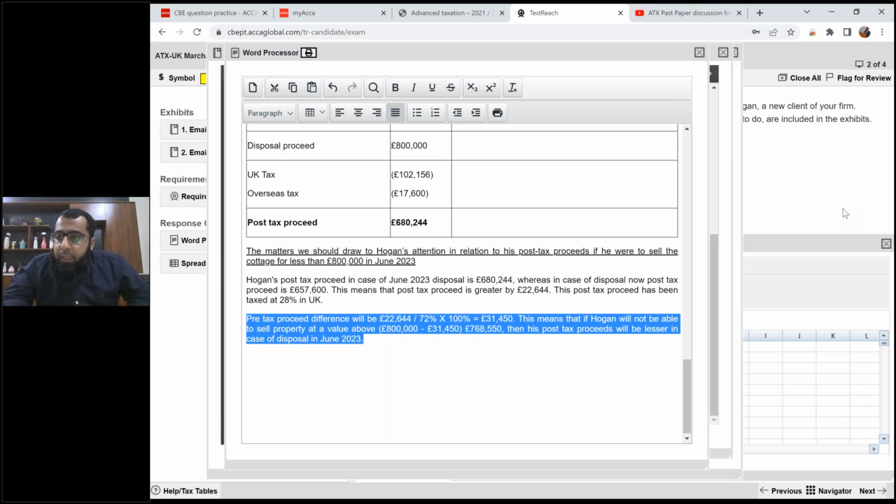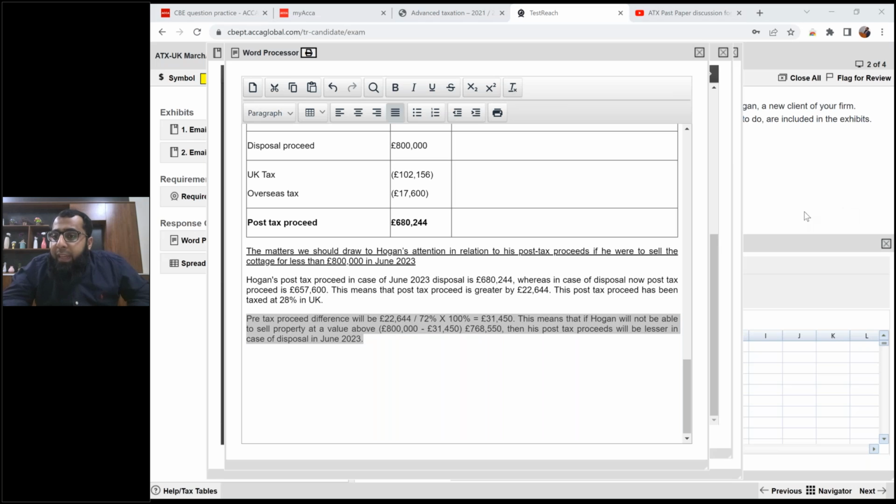Okay. One student is asking, sir, I cannot find the summary notes. You have to click on the handouts tab. The summary notes are available there. Or you can message me after the class and I'll share them. So it means that if he sells it at less than 768,550, then the post-tax proceeds will be less than 657,600. Yes. If he sells at a lesser value, then his post-tax proceeds will be less than what he's getting now.